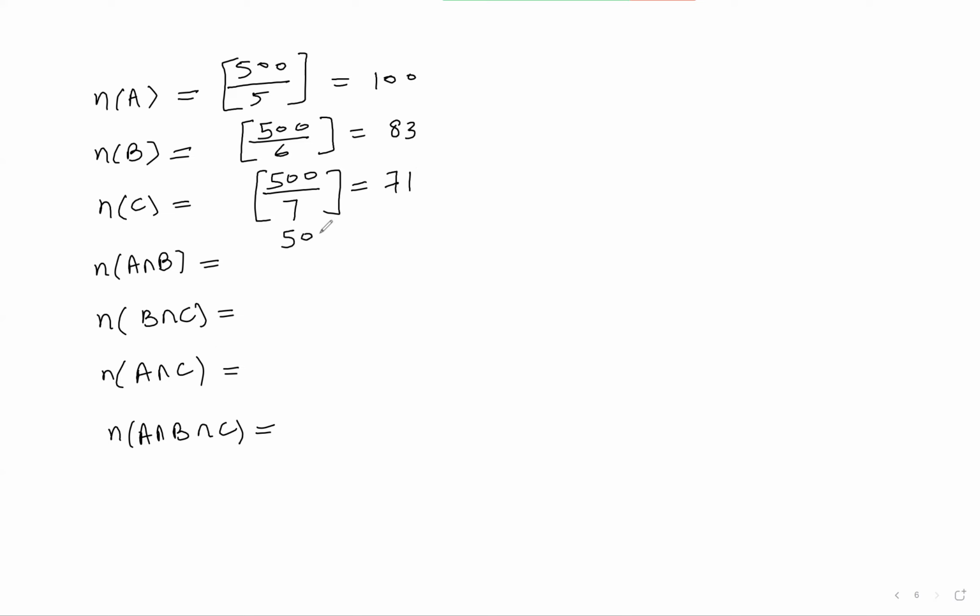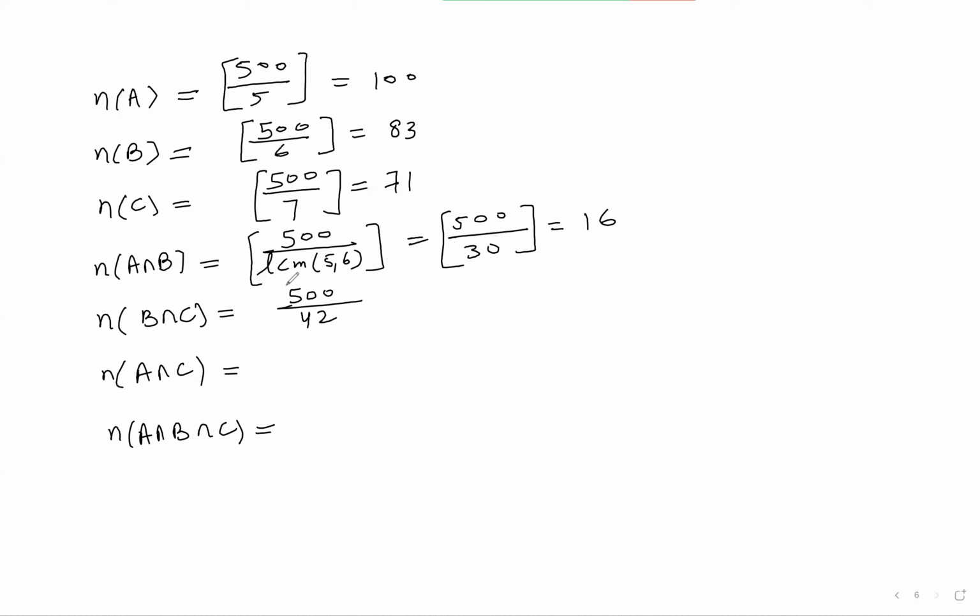A and B means those numbers which are divisible by 5 as well as 6, so they are divisible by the LCM of 5 and 6, which is 30. So this gives 16 point something, so 16. This is B and C: the LCM of 6 and 7 is 42, so I guess this gives 11.